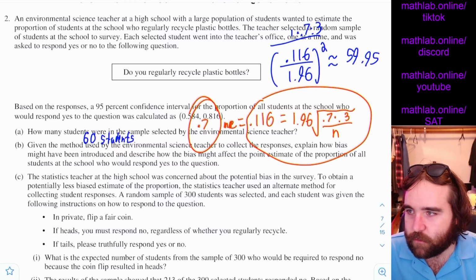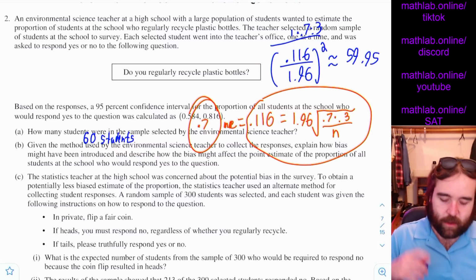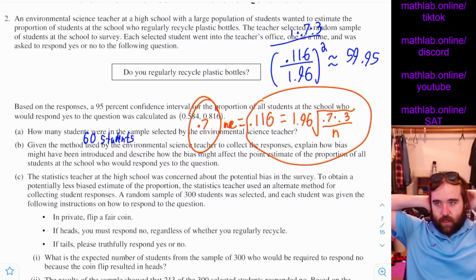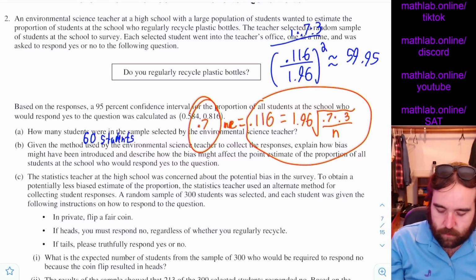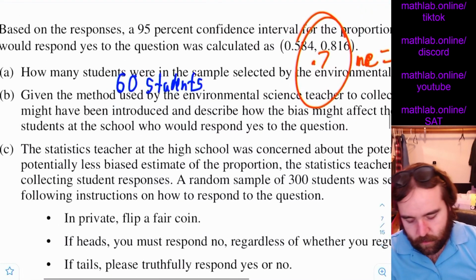Into the teacher's office one at a time and was asked to respond. So they don't say the teacher asked it. But I remember that kind of being the whole part of the idea. And that's really the only reason there's bias, right? Because it's the environmental science teacher asking it. I'm kind of curious what other causes, what other sources of bias could there even be. So that's what we're going to say.